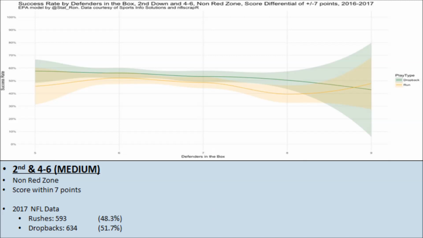You'll notice that the drop back does have a little bit of an edge here on 2nd and medium, but it's really not enough to be overly concerned about. So let's call 2nd and medium dealer's choice. You should be really pretty close to a 50-50 split on 2nd and medium. And it more or less is. We'll see that 48% versus 52% for rushes and dropbacks in 2017.